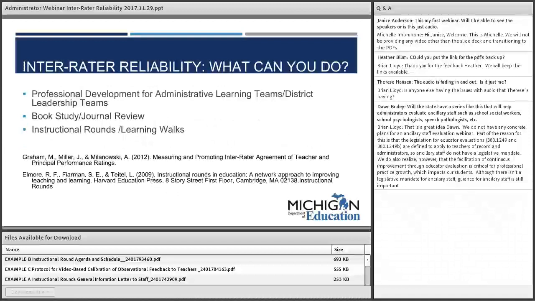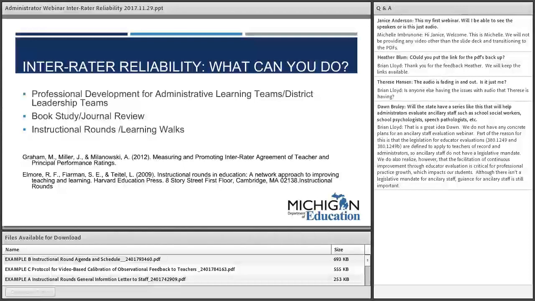So, taking a look at inter-rater reliability and calibration, we know that there's opportunities for professional development for administrative learning teams and district learning teams. And let's take a look at this in a little bit more detail. First of all, you're going to need to have a predetermined visit or a format. And to take a look at that in a little bit more detail, there's going to need to be an approach, and we need to make sure that there's comments around what's going to gather and what's going to take place. For those of you who may be new to the administrative ranks, perhaps you may want to think about starting out with a book study or perhaps a journal review. That's a great place to begin.